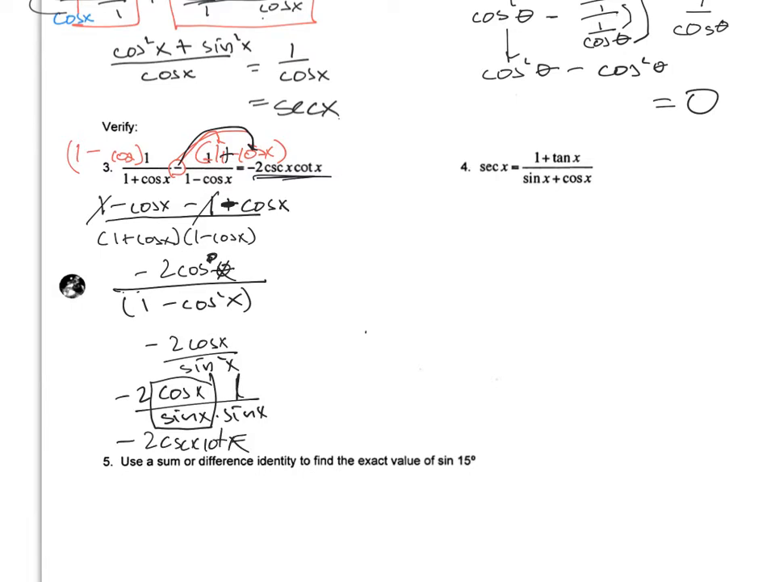For problem number 4, I think the right-hand side looks a little bit more complicated. We have nothing squared, so no identities can be used. This is a little bit rough. The tangent is sine over cosine. And of course, you can't add that together unless you have a common denominator. You can't just make it 1 plus sine over 1 plus cosine. You can't do any of that.